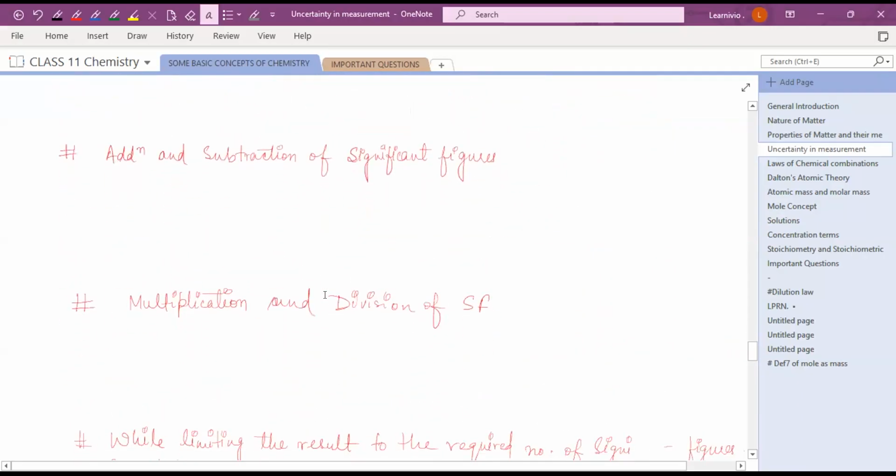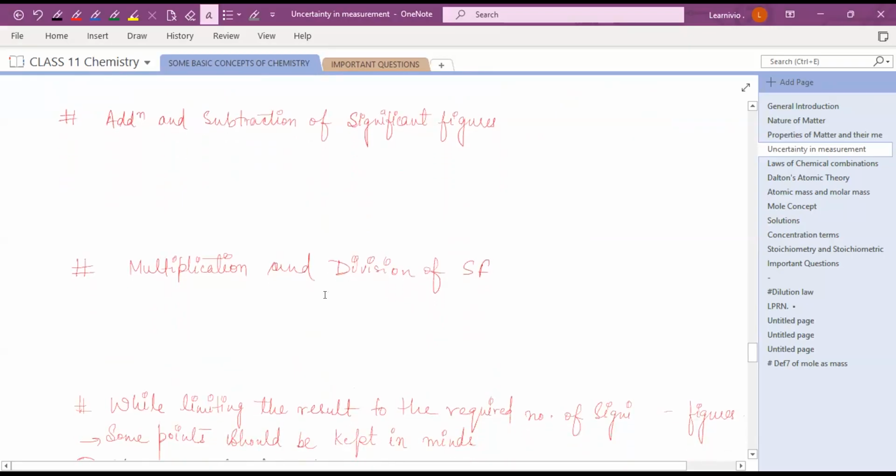Okay, so let's see the addition and subtraction of significant figures. How to add and subtract those significant figures. We will take some examples. For example, if there are some numbers, for example, 12.011, the first number. The second number is 13.0. The third number is 1.012. So we have to add these numbers.